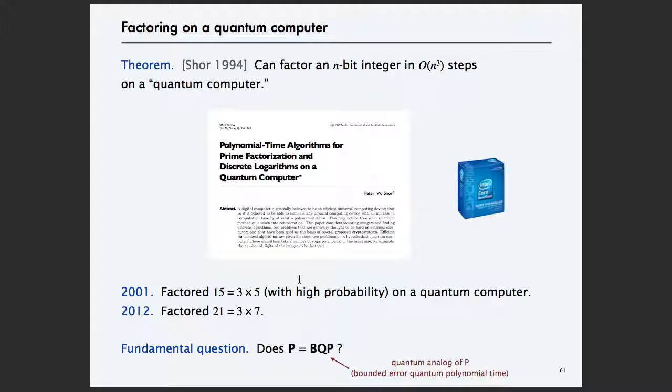And so BQP is the bounded error quantum polynomial time. Quantum computing implies probabilities. You probably get the answer because that's how quantum mechanics works, right? So we have been able to factor that 21 is 3 times 7. Isn't that cool?